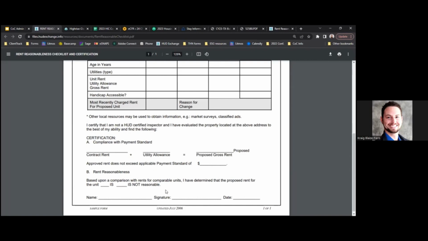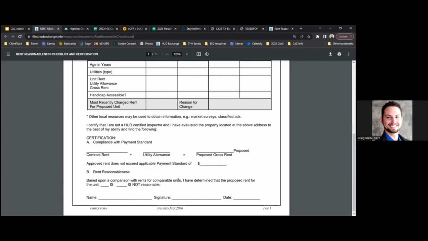We link at the end of this presentation another training we did a while ago that goes into more detail on utility allowance. But basically know that when looking at comparable rent, you need to be paying attention to the gross rent, so the contract rent plus the utility allowance. So in this case, you have an average from the comparable units, and you're comparing that average to the amount of the rent plus utility allowance for the unit you're looking at.